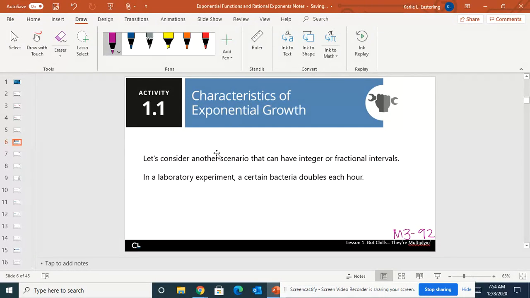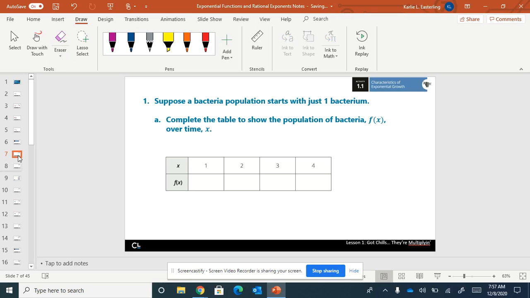So we're going to consider another scenario that can have integers or fractional intervals. In a laboratory experiment, a certain bacteria doubles each hour. Okay, so we're going to suppose that the bacteria population starts with 1 bacterium. So that means that at 0 hours, there is 1 bacterium. Because you have to start somewhere.